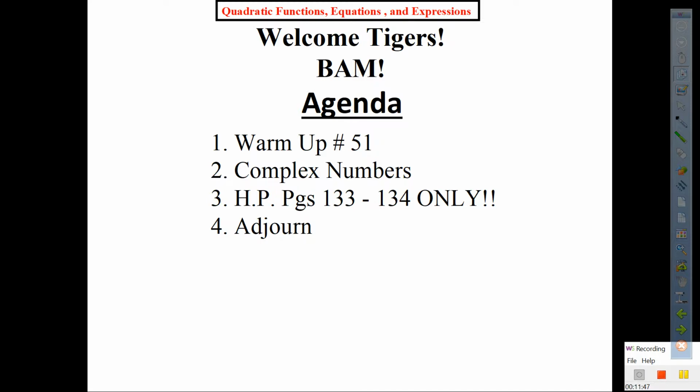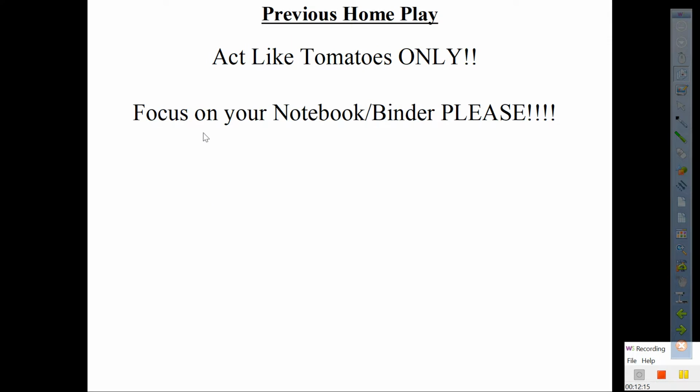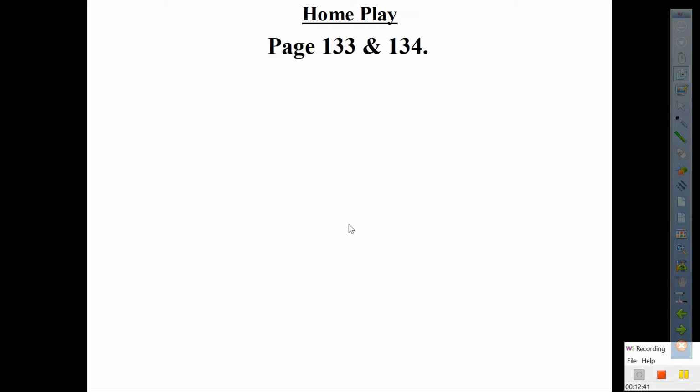Let's go. So, what was your home play for last night? It said, focus on your notebook and binder. Act like a meadow. So if I right now said, give me your binders, because I'm going to check them overnight, will that be your 25% of your overall grade for the semester? Some of you are like, yes, I'm ready. Some of you are like, oh snap. Oh snap is right, so get it ready, please. And once again, home play for tonight, pages 133, 134.